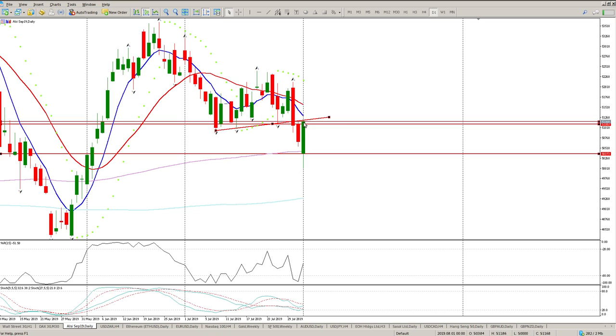Now, I didn't put that short in at the close of market, which I should have, because today we are going to open up with a massive gap to the downside. US markets got hammered yesterday, so you can almost expect a gap to the downside.